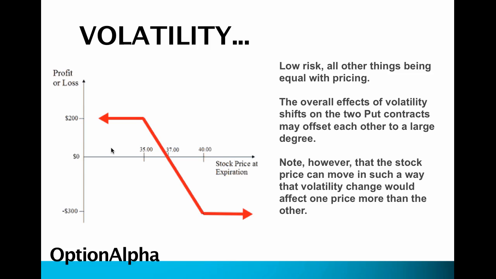Volatility for this particular strategy is going to be a non-factor overall. Since you're long an option and short an option, volatility is more or less going to offset each other to a large degree. So volatility is something that you don't really have to consider. It is going to make a big change as you start to get further out in your out of the money options. So as they get more out of the money, they're going to be more susceptible to big changes in volatility. But for the most part, it's not going to make that big of a difference if you keep your strike prices close.